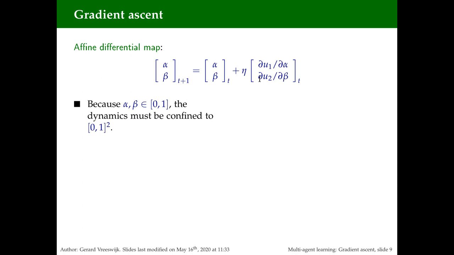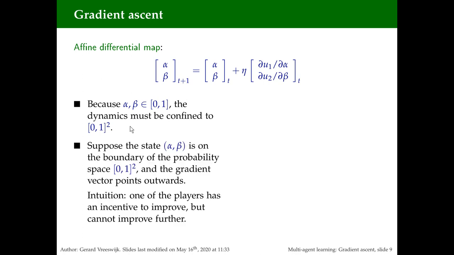So because the mixed strategies are in the unit square, the dynamics must be confined to the unit square. Now I already explained that if the mixed strategy pair is on the boundary of the unit square and the gradient points outwards, then they can't improve further. So that was the case with the two stable strategies in the stag hunt game, which I showed you earlier on.